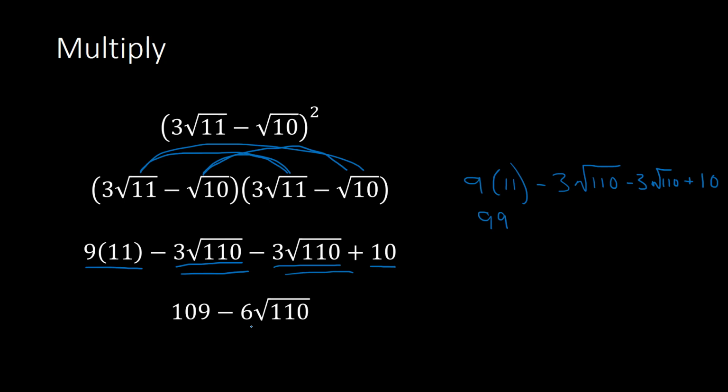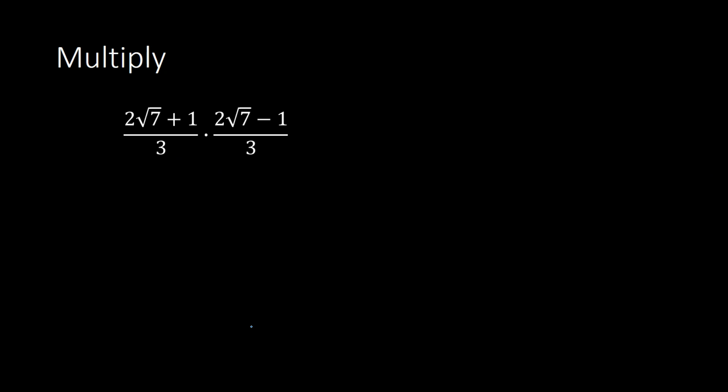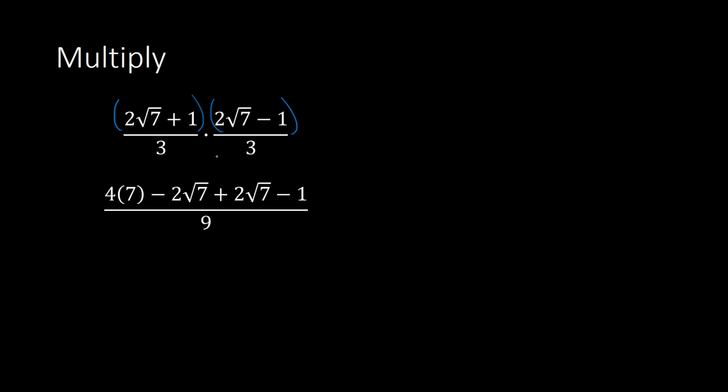Now we're going to look at multiplying along with fractions. So when you have a fraction, something like this, remember what you can do is multiply the numerators together, and then multiply the denominators together. So 3 times 3. So what I have is going to be this. 3 times 3 gives me 9. And then 2 square root of 7 times 2 square root of 7. 2 times 2 is 4. Square root of 7 times the square root of 7 gives me a 7.